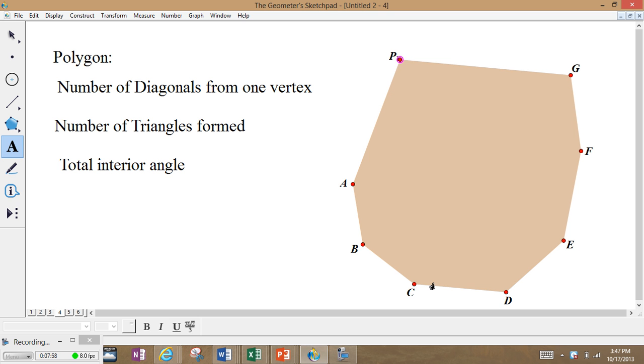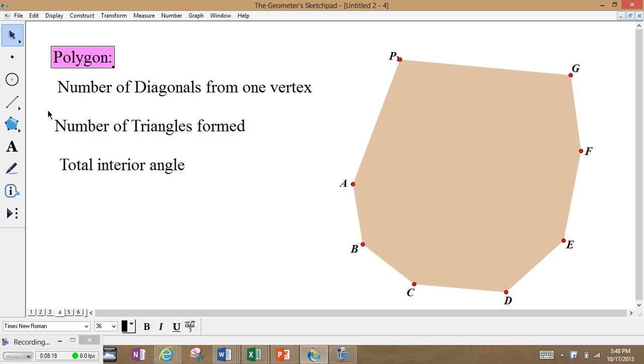I've got 1, 2, 3, 4, 5, 6, 7, 8. So I've got an 8-sided polygon. I'm just going to refer to that as 8 sides. That's what we call the octagon, right? So an 8-sided polygon is the octagon.